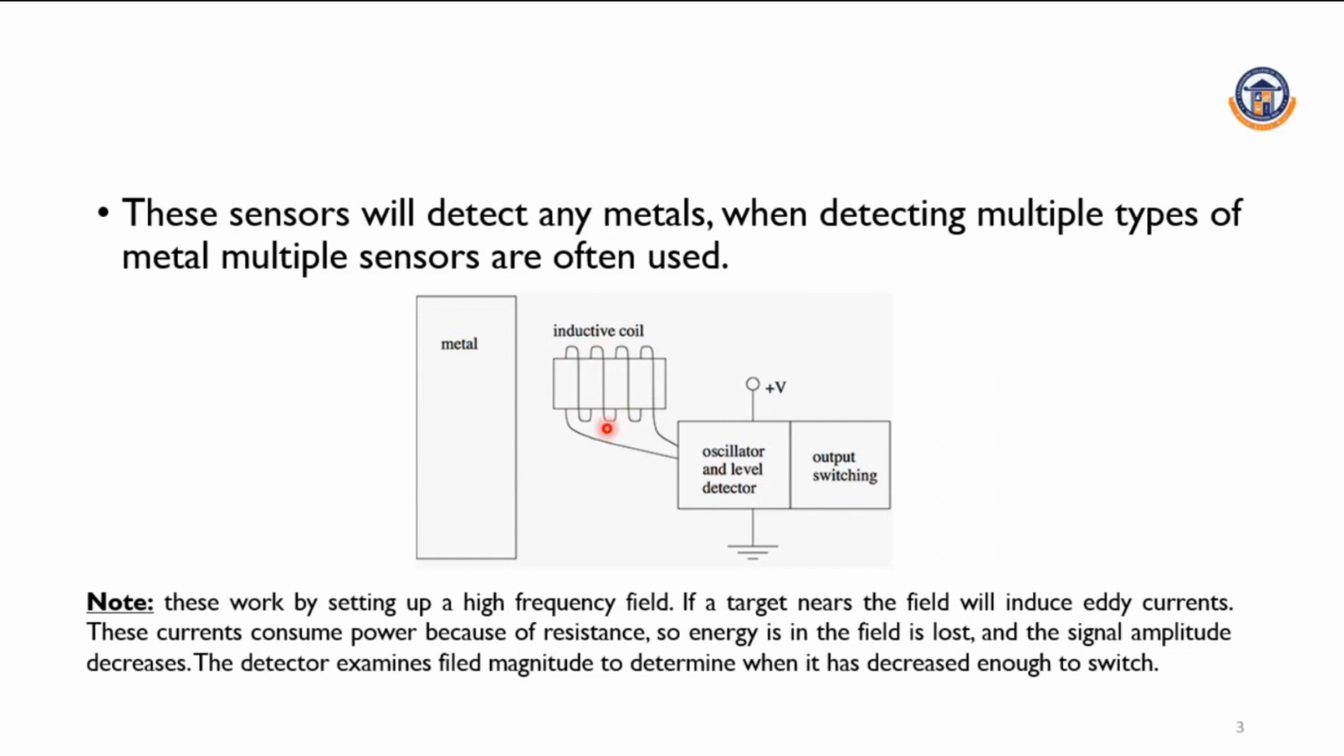This makes changes in the oscillator. When the oscillator level changes, the oscillator signal will also change. That level is detected by the output switching circuit, and the output given by this switching circuit will determine the type of object which is near the sensor, and the distance of the object is also detected. Let's look at the cross-sectional view and operation of this inductive sensor.